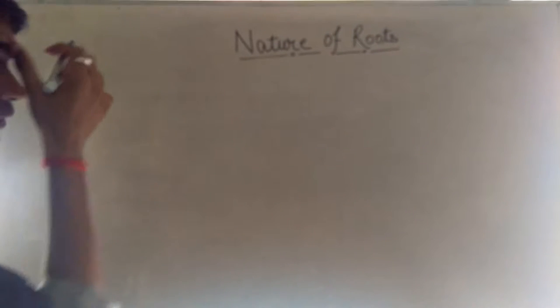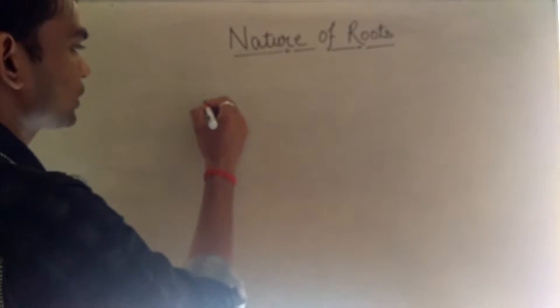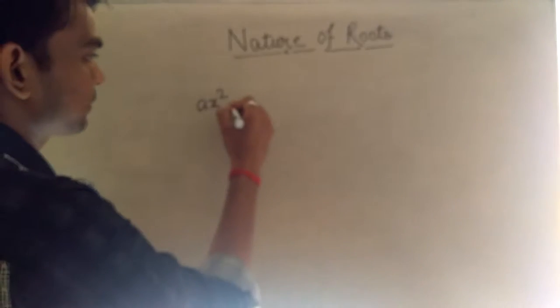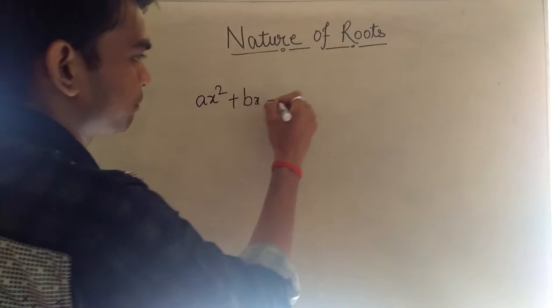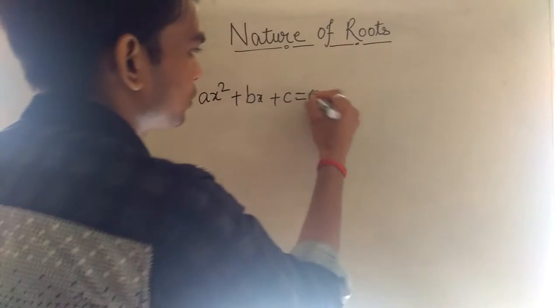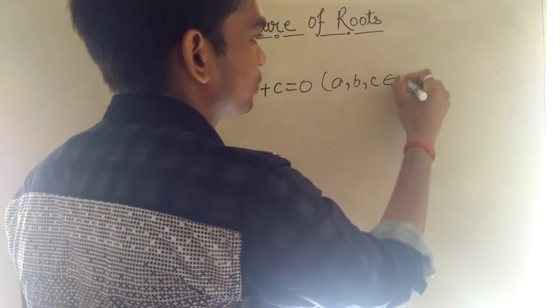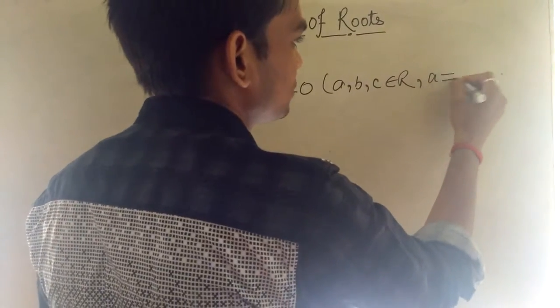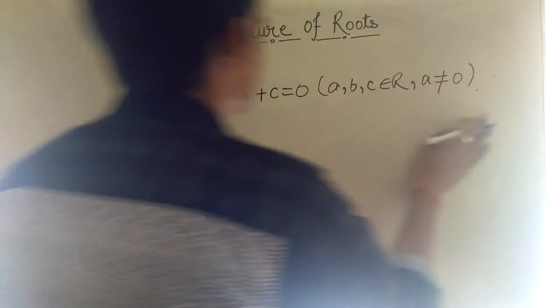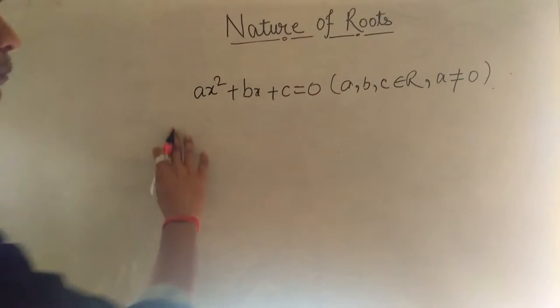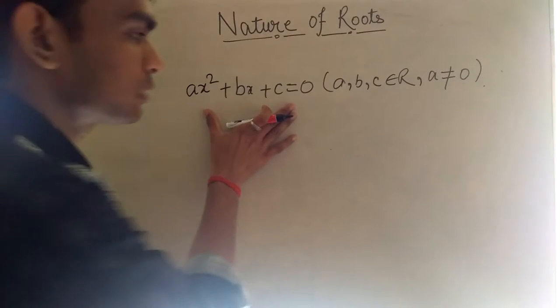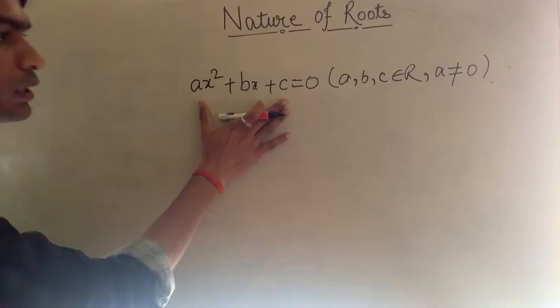So we know that the general form of the quadratic equation is ax square plus bx plus c equal to 0, where a, b, c belong to real numbers and a is not equal to 0. So in this lecture we will learn how to find out the nature of the roots of this quadratic equation.